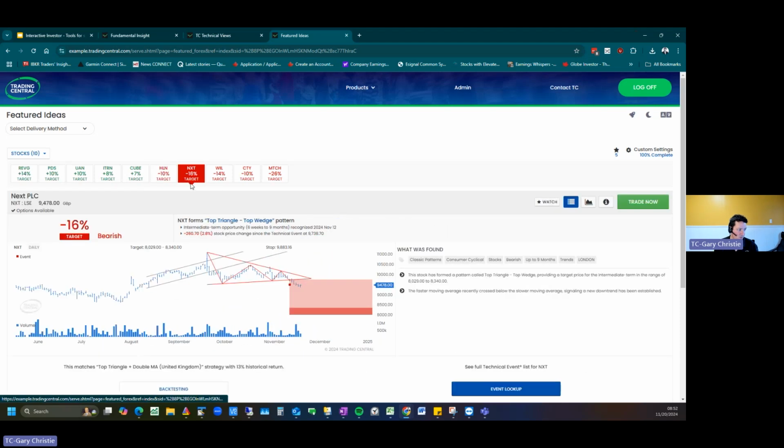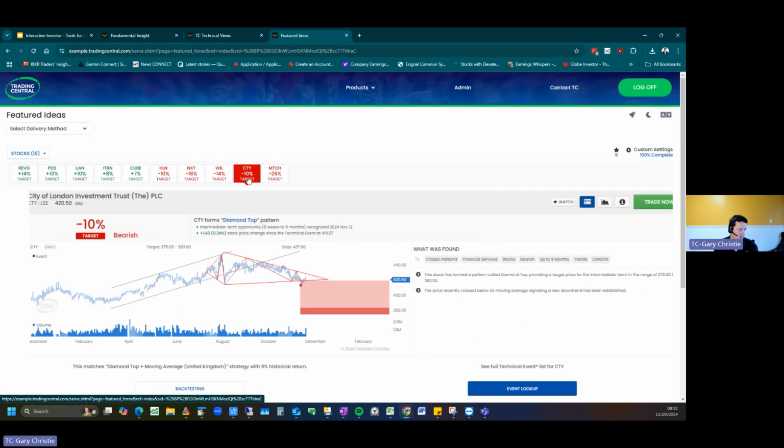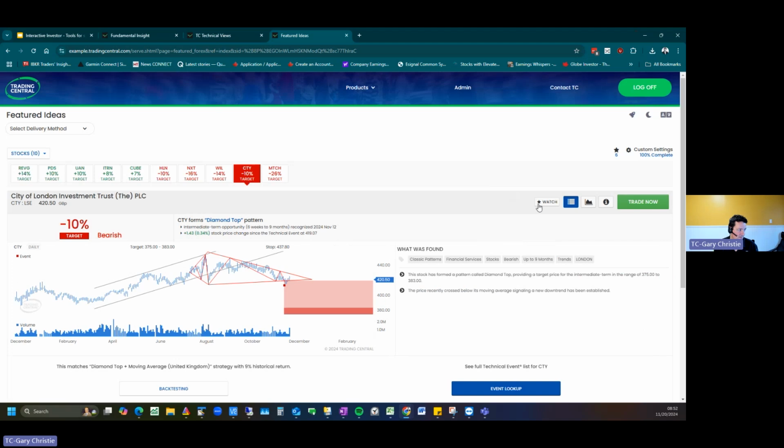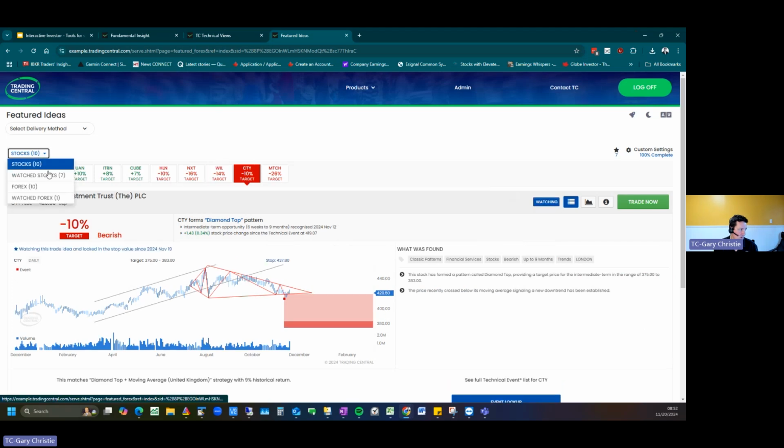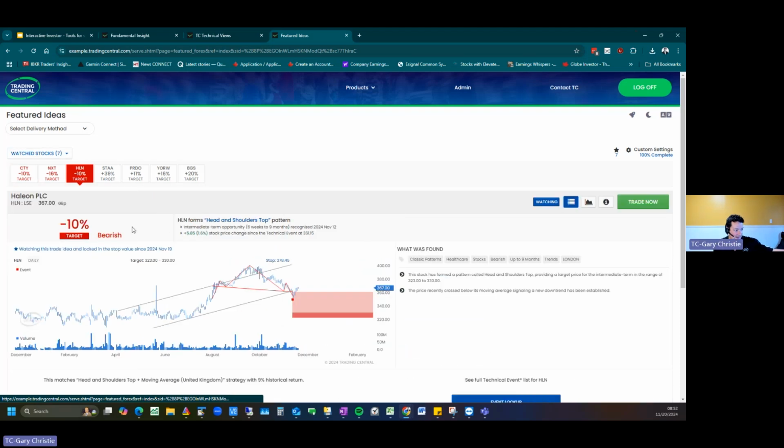This is kind of how I do the research. A nice triangle breakdown on Next. So I can go ahead and watch that name. There's a really low target price coming in. And lots of opportunities here on the short side. And again, as long as I go back into my watch stocks, they'll all be here. And then I can see how that performs going forward.